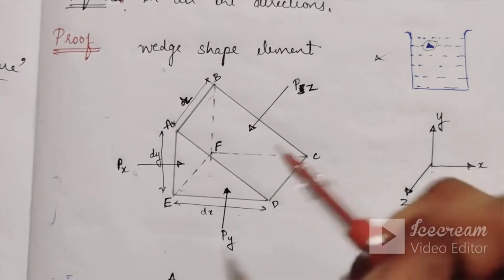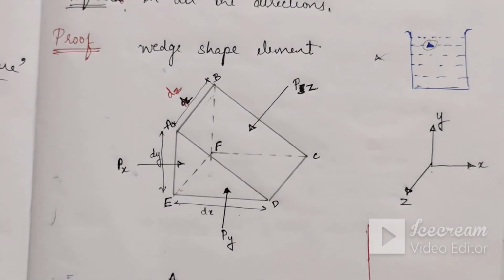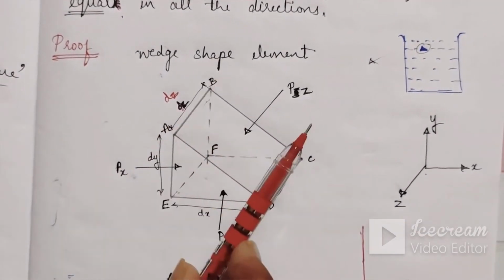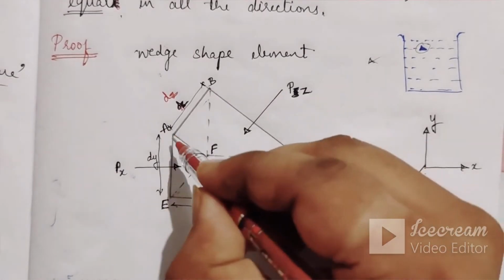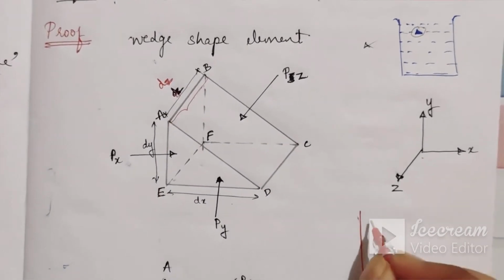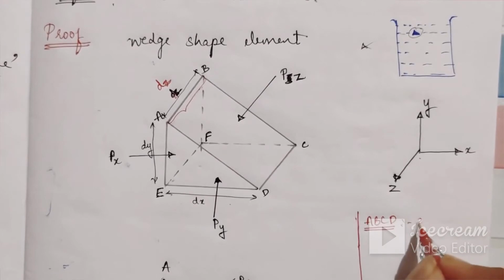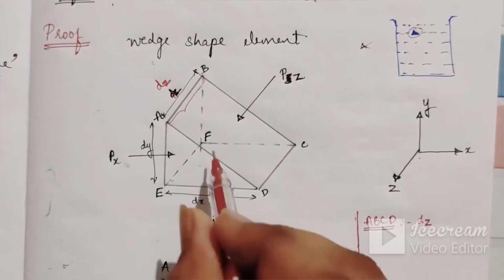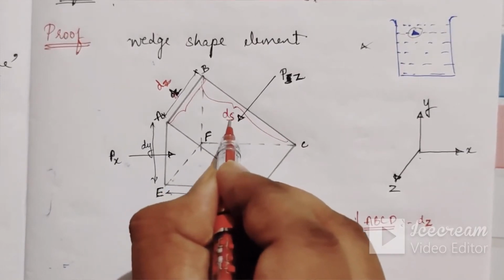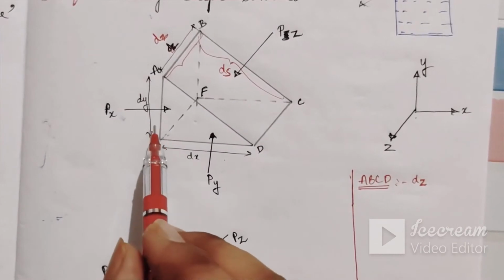Dz only. So this is dz, right? When this is dz and this is the inclined face, I can't take its width. So the width of the face ABCD will become dz. And I'll introduce a new term, that is ds. But here what will it be? I'll take it as unity.